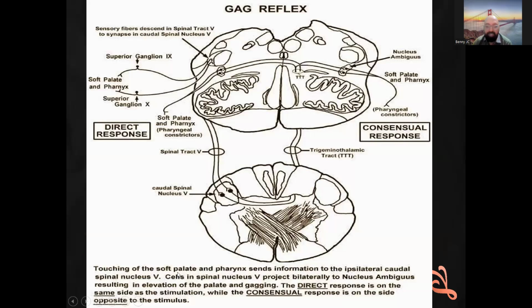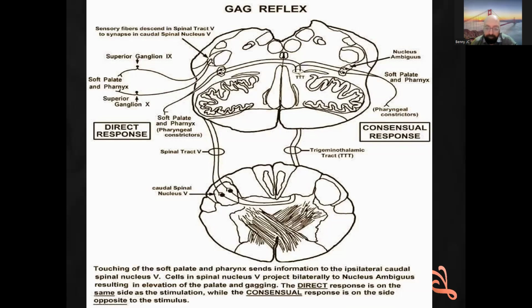When we touch the soft palate or the pharynx, the sensory signals are carried through the glossopharyngeal nerve and into the caudal nucleus, or the spinal nucleus of the trigeminal, which thereafter projects bilaterally to the nucleus ambiguus. So the spinal nucleus of the trigeminal is the sensory limb, and the nucleus ambiguus, lying in the medulla, is the motor limb.